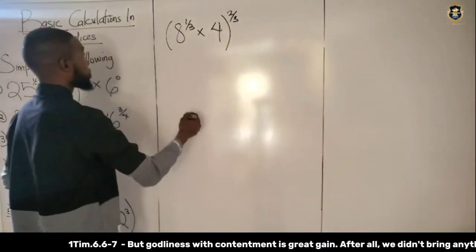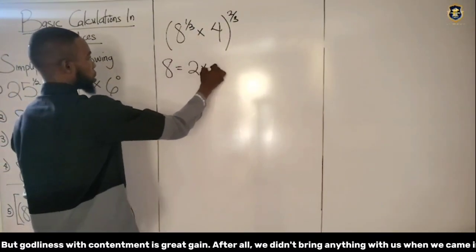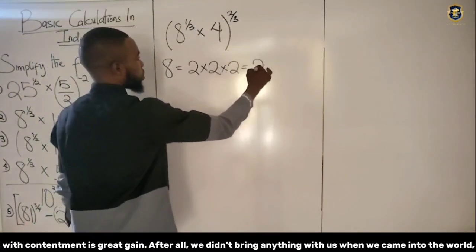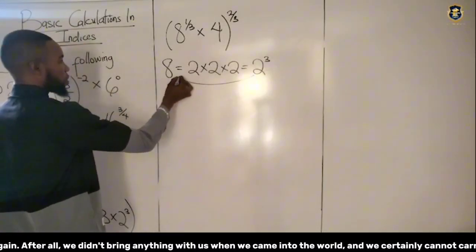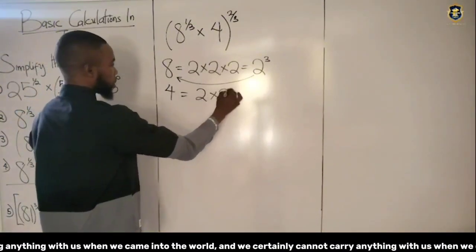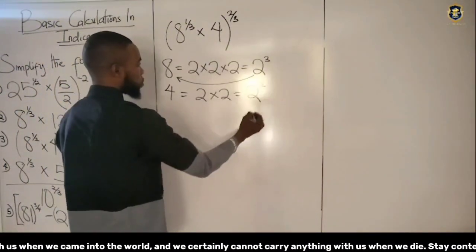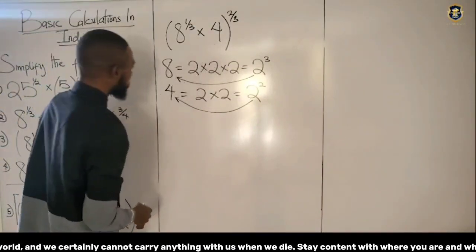So what do we do with this? Instead of 8 raised to the power of 1 over 3, we know that 8 in indices is 2 times 2 times 2, which becomes 2 raised to the power of 3, right? So we can substitute 2 raised to the power of 3 for 8 at this point. And 4 is basically 2 times 2, which is 2 raised to the power of 2. That means we can substitute 2 raised to the power of 2 for 4 at this point, right?